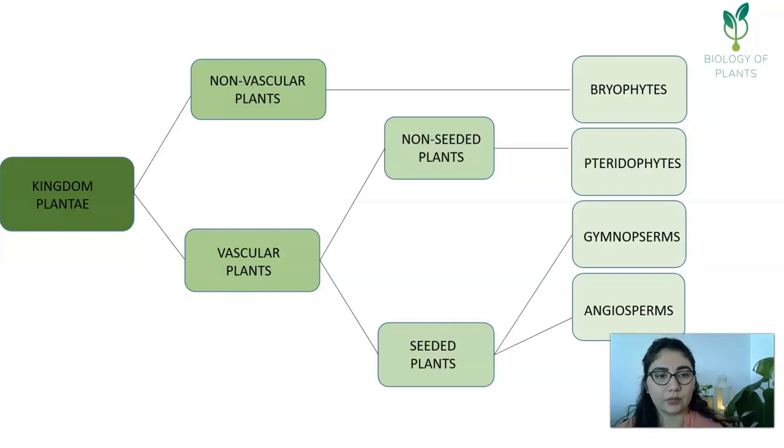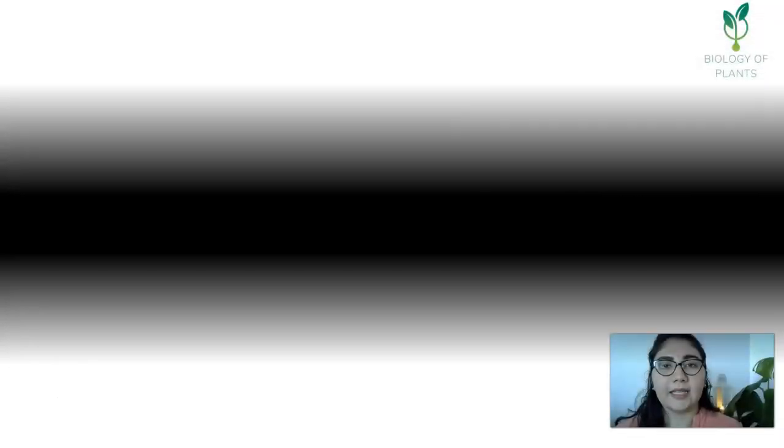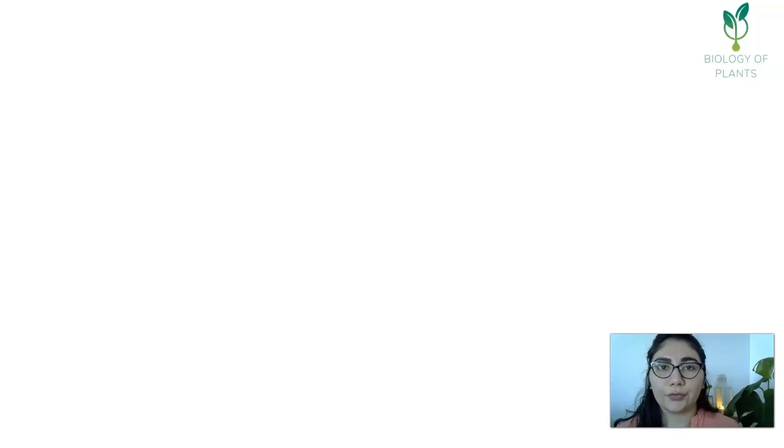The difference between these two groups is that gymnosperms are non-flowering plants and the seeds they produce are called naked seeds. That is, they do not produce seeds which are enclosed. Angiosperms are flowering plants which produce enclosed seeds. That is, the seeds are enclosed within a fruit, for example, apple. Let us now look at each of the four groups in a little detail.